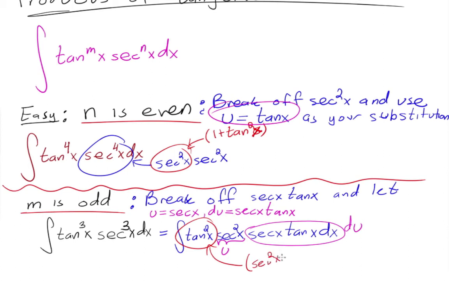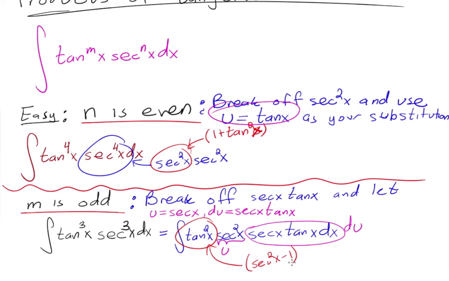Secant squared x minus 1. And then again, you would have a bunch of u's raised to powers that you can easily find. So this works if m is odd, right? Tangent has an odd power.